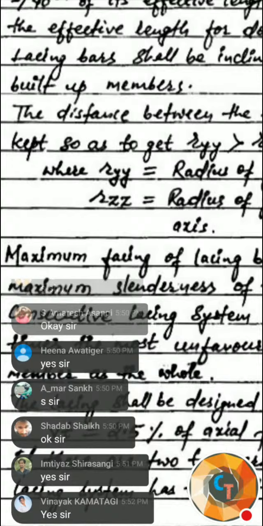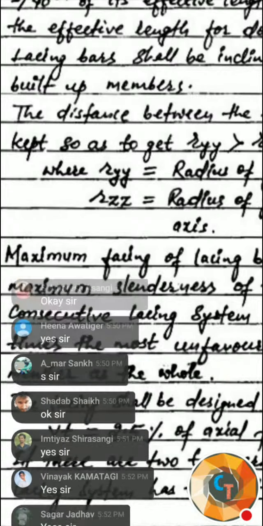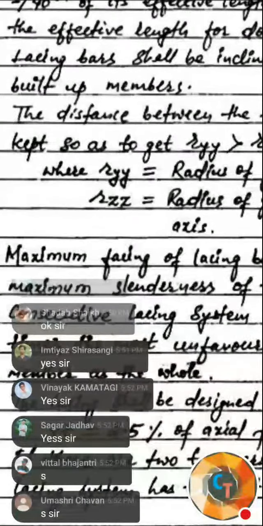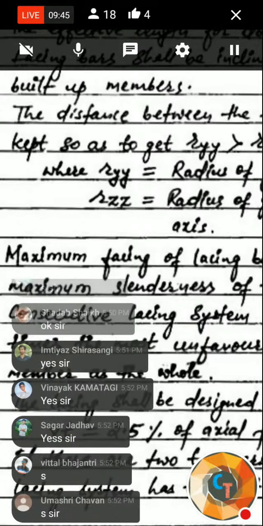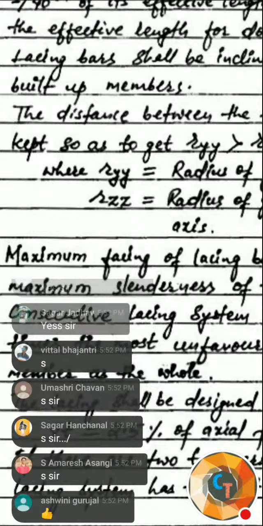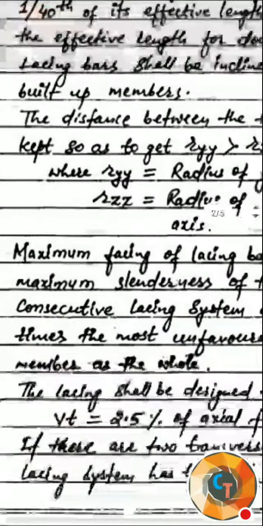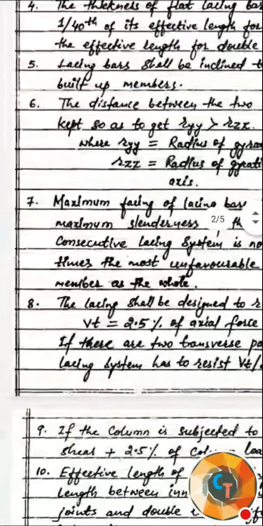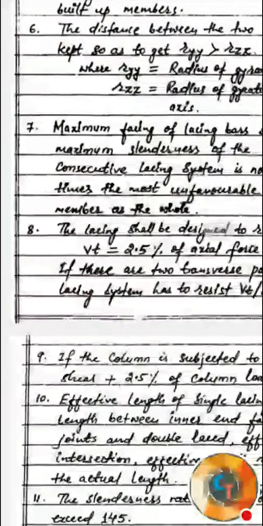Yes, fine. Vinayak, next. Anybody, one or two replies? Yes, fine, sir. Thank you. I will check at every step because I must confirm whether you are getting it or not. Okay, thank you. Next, the seventh point is there.